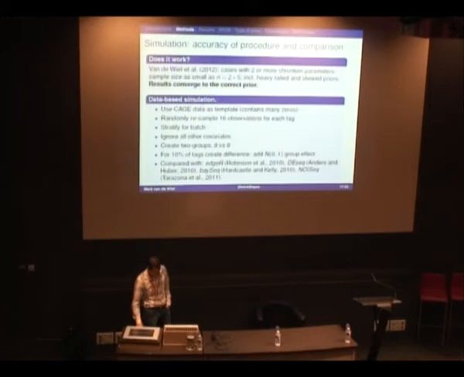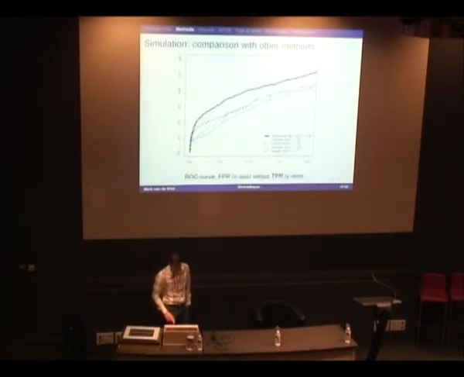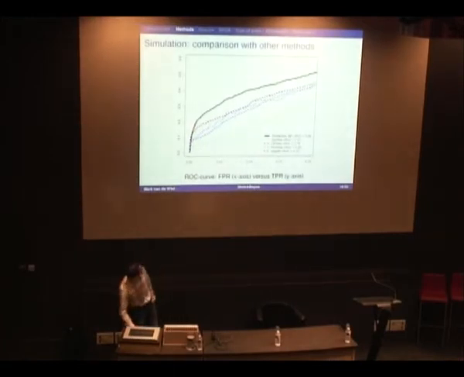And so we know the true positives and the true negatives. And we compare to the other methods. You can see the names here. And it performs really well. This is the ROC curve, false positive rate on the x-axis, true positive rate on the y-axis, and it does a really good job.